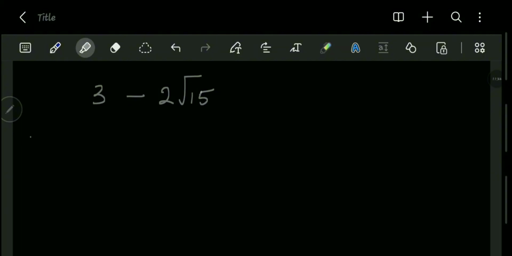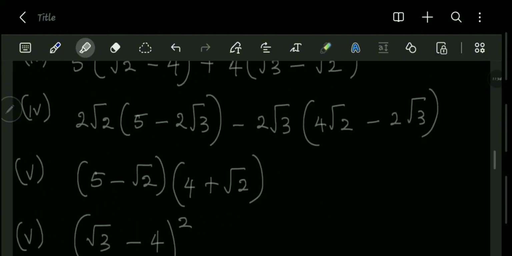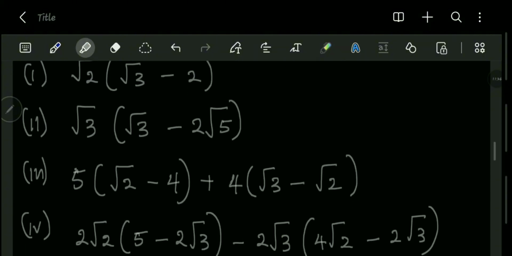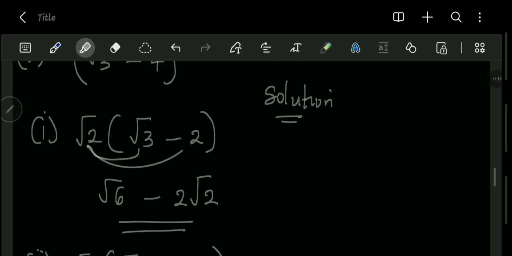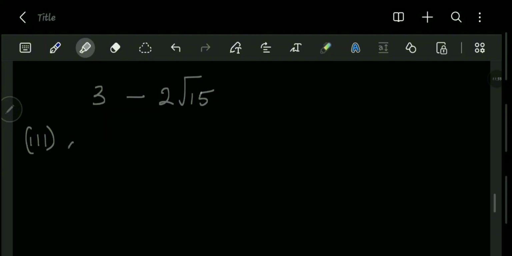And for question 3, we are told to expand surd 5 into surd 2 minus 4.